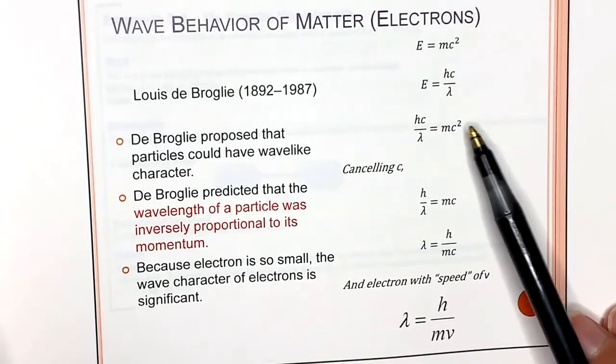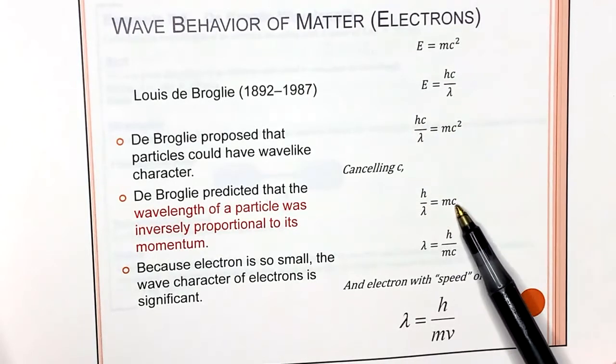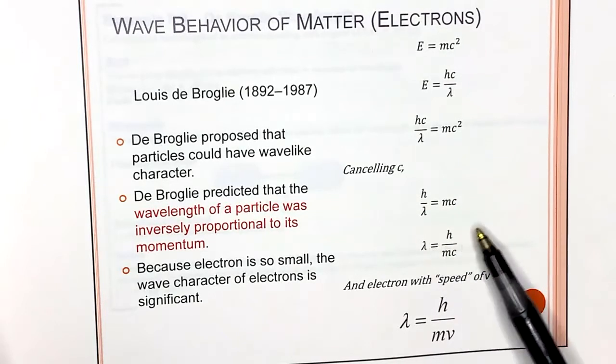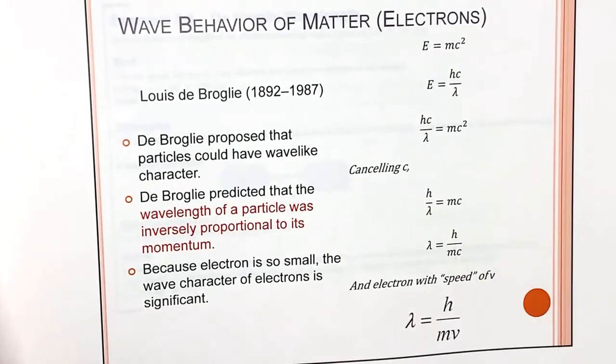Okay, and then we cancel out the c because c happens twice. So now h over lambda equals mc. C here is the speed of light, right? So let's say we rearrange it to be lambda equals h over m and then whatever speed. This was earlier for the light.